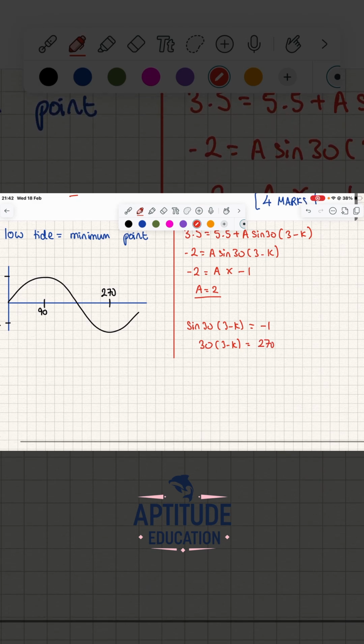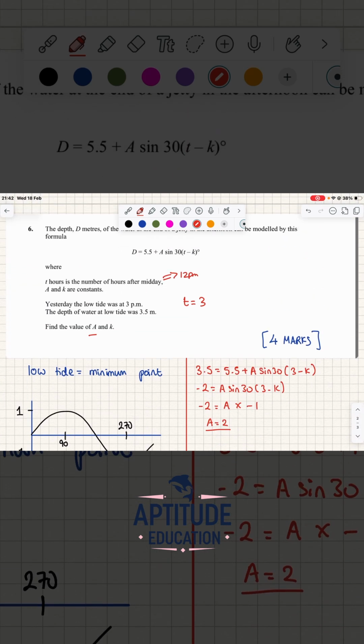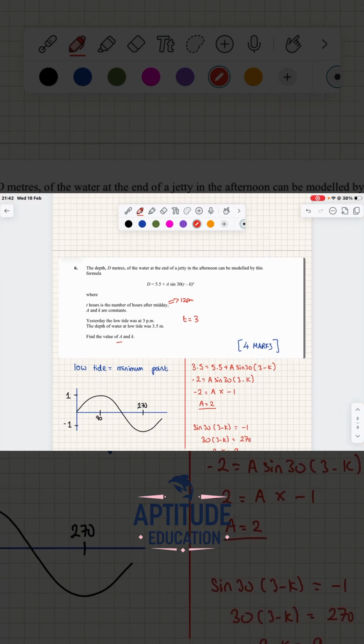Now we can just do some rearranging. So 3 minus k is equal to 270 divided by 30, which is going to be 9. Then k is ultimately minus 6. Now we found the two values: a is equal to 2, k is equal to minus 6. So this may not be your usual type of trigonometry question, but it is worth 4 marks.